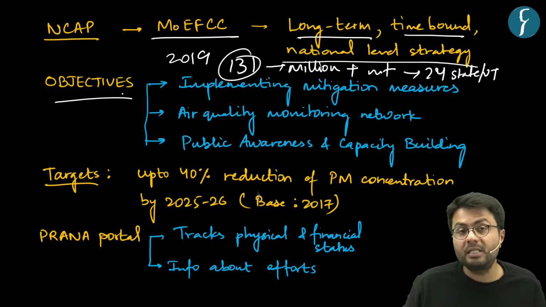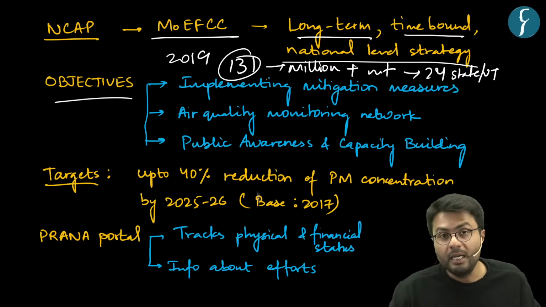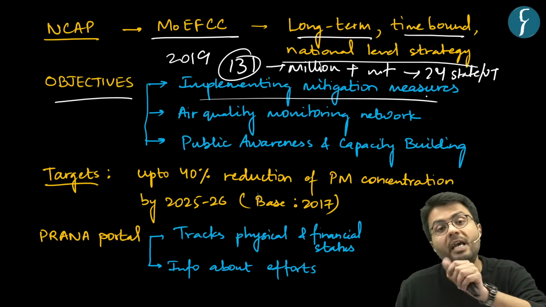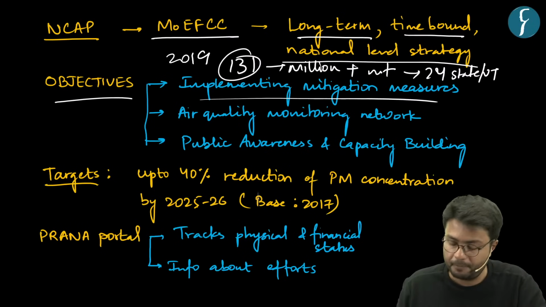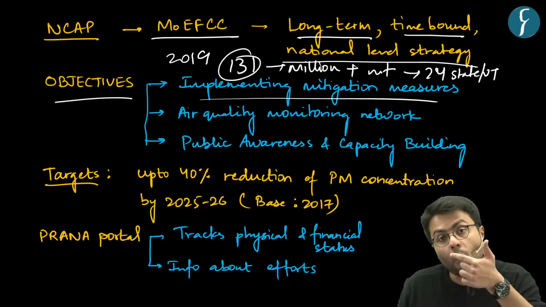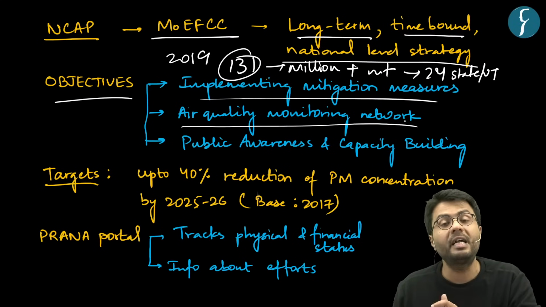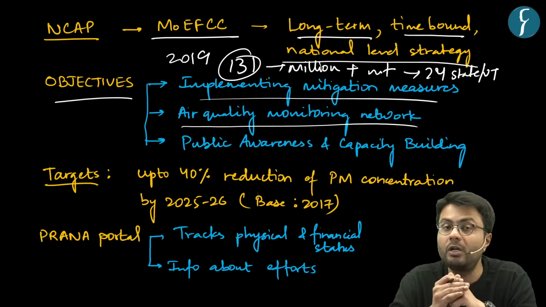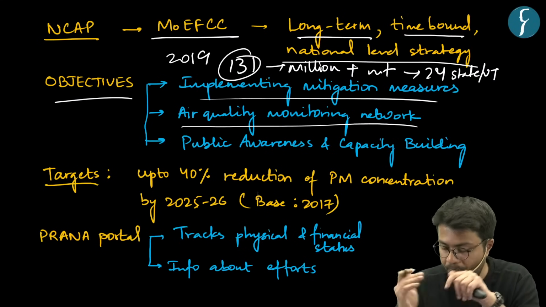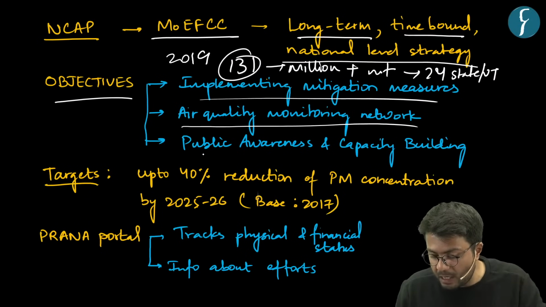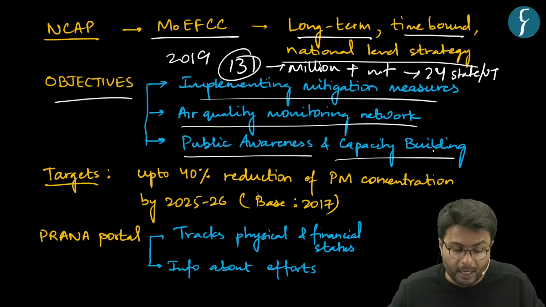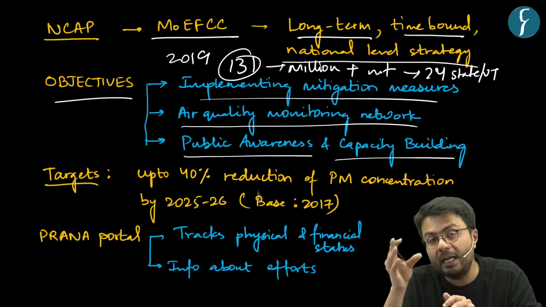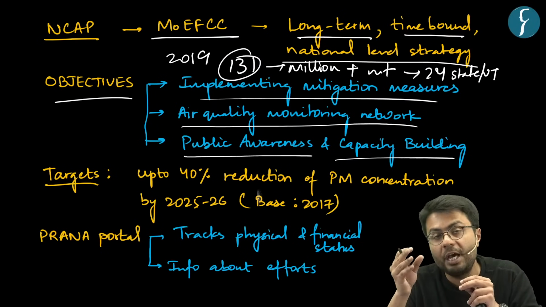Now, the objectives of this scheme are threefold. First, this scheme implements mitigation measures in order to reduce the air pollution in these cities. Further, this program also establishes an air quality monitoring network which will help the local as well as central government to monitor the air quality in these 131 cities. Further, this scheme also envisages a public awareness and capacity building program which will ensure trained manpower as well as adequate infrastructure to deal with the issue of air pollution.